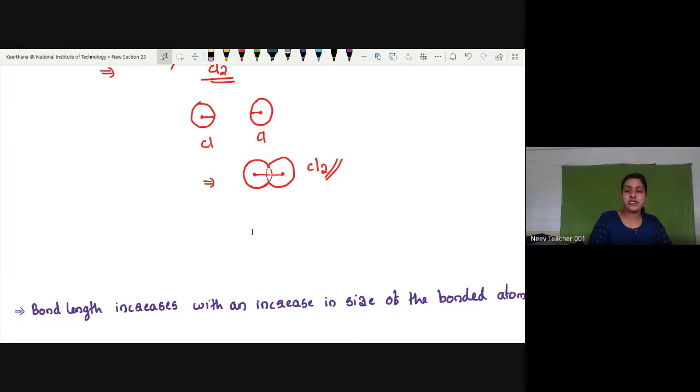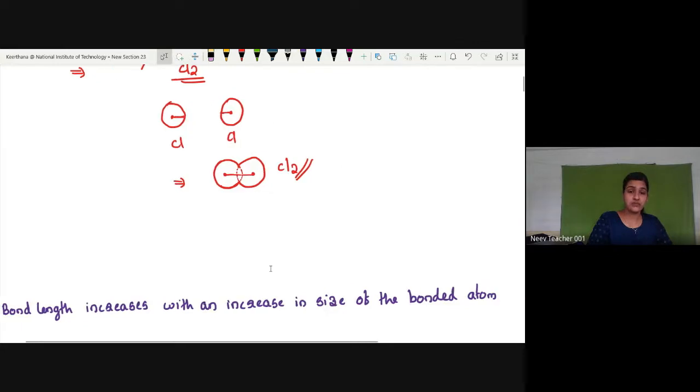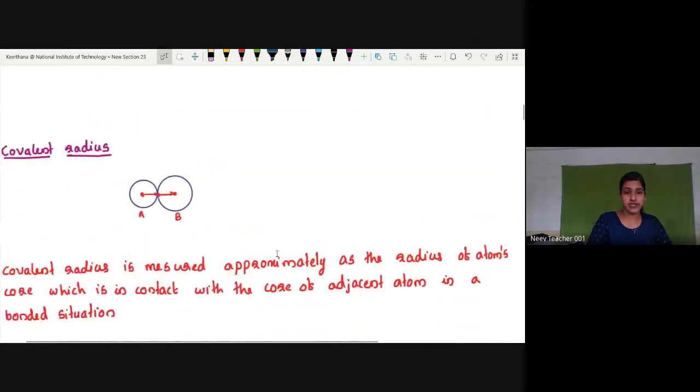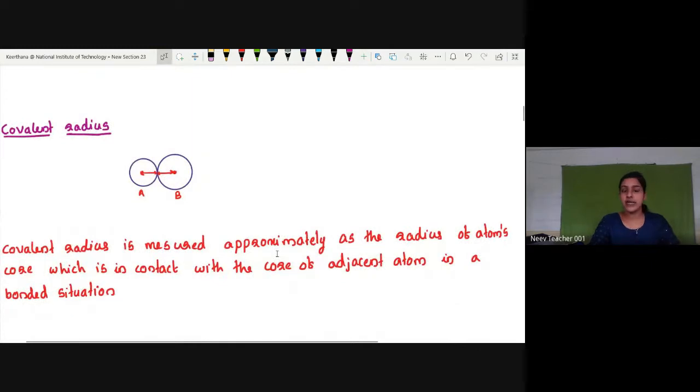It will always try to form compounds. If you are finding the normal chlorine atom radius, it will not be the same. If you take the sum of these two chlorine atoms, it will not be the same as the bond length. Bond length is actually less than that, because overlapping occurs between two atoms when they form a bond. We will discuss this later, so we will discuss the covalent radius first.